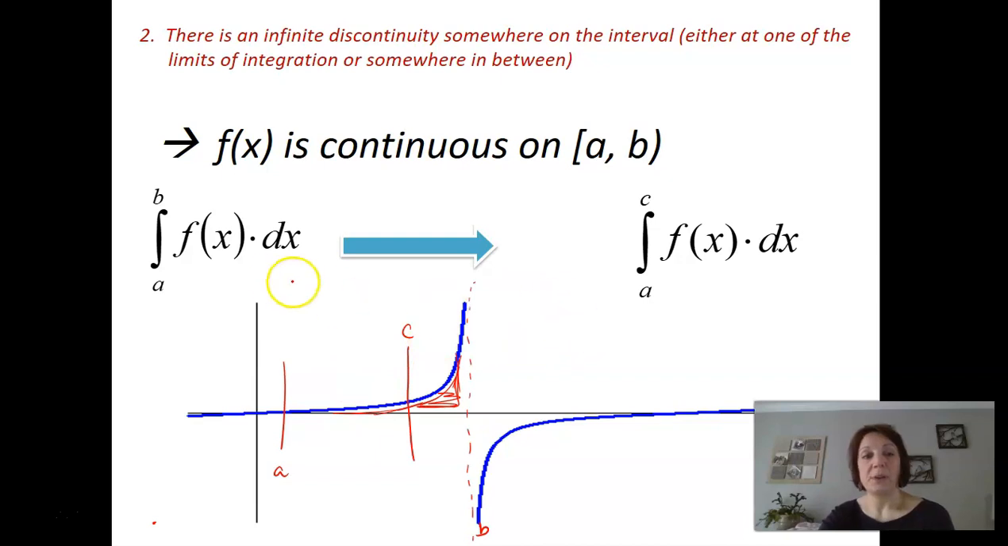Okay. So notice again, a stayed because a is a perfectly fine value. The b is what's causing us trouble, right? So b got replaced with a variable. And now I'm just going to make that variable approach what I want b to be. But this time I'm making c approach b.